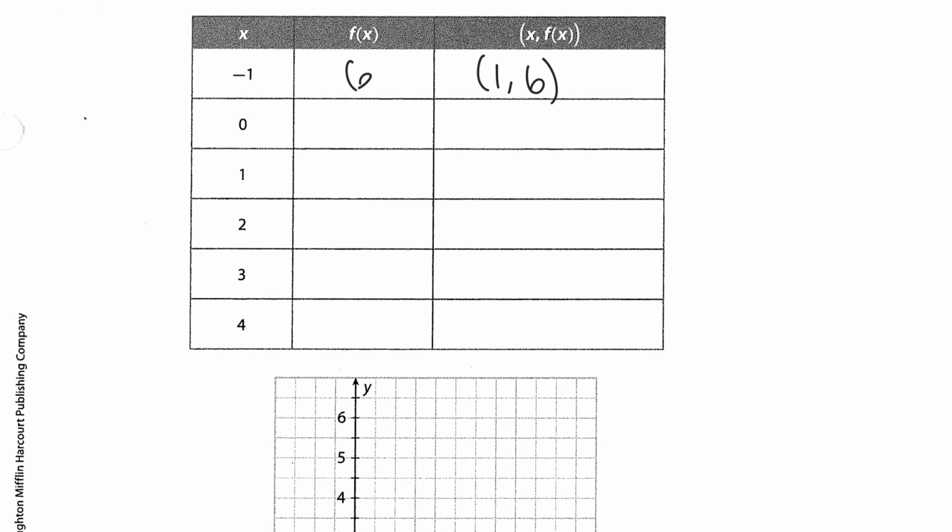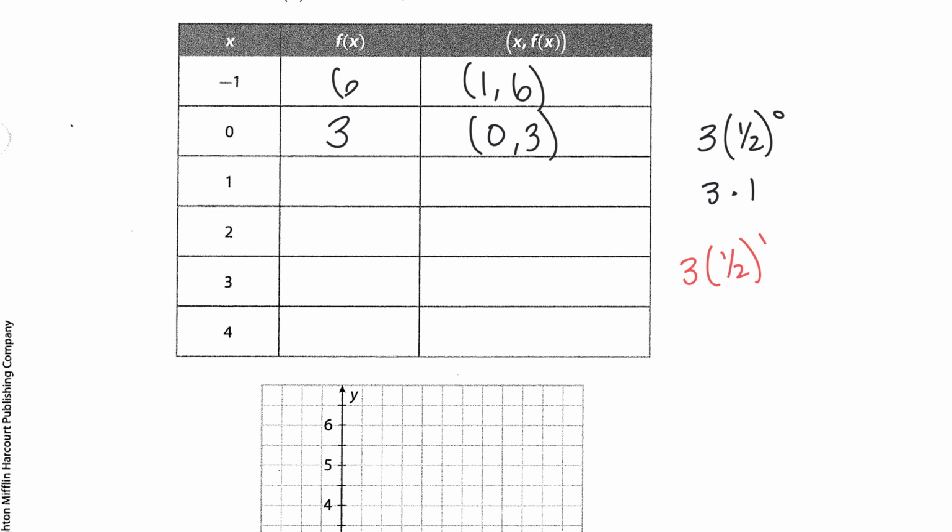Let's try 0. 3 times 1/2 to the 0 power. Remember, anything to the 0 power is 1, and 3 times 1 is 3. Now the first power. 1/2 to the first power is just 1/2. 3 times 1/2 is 1.5.